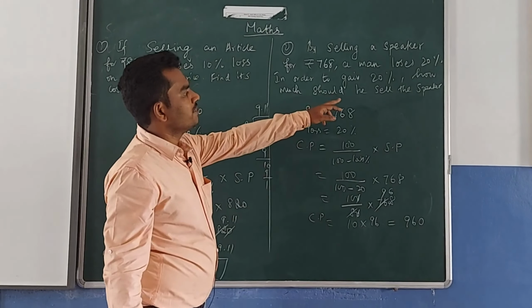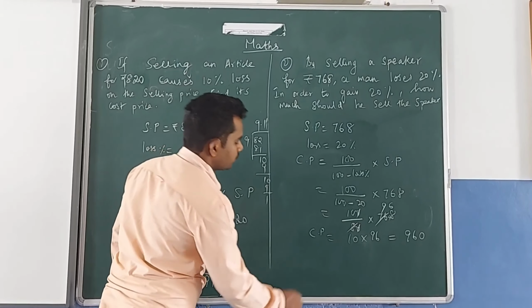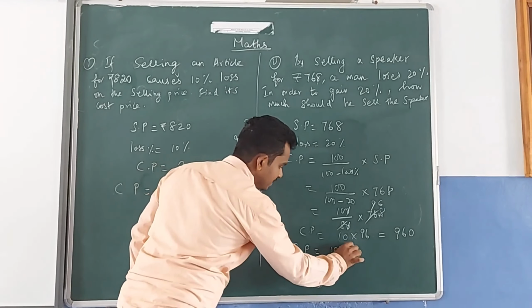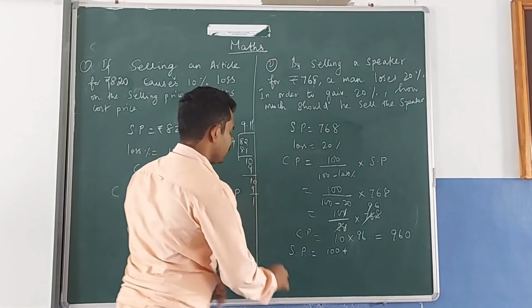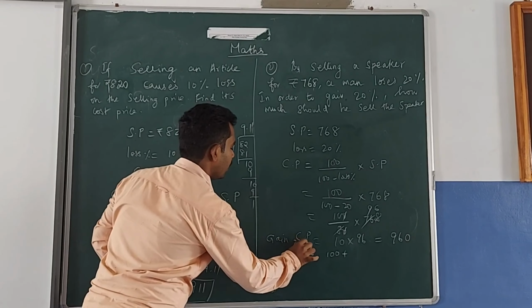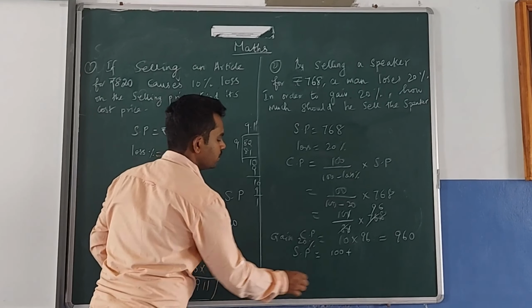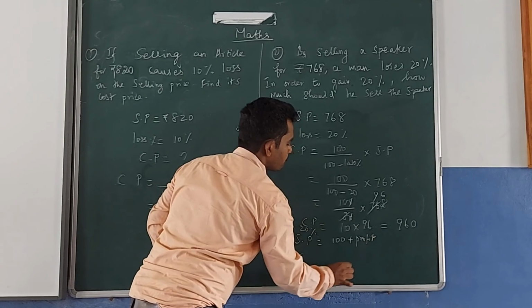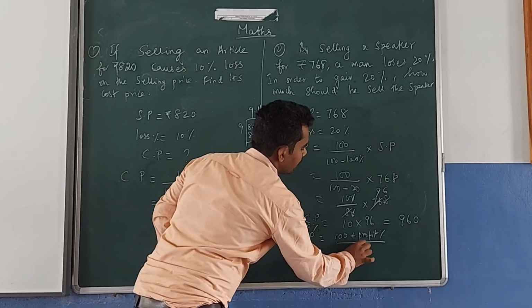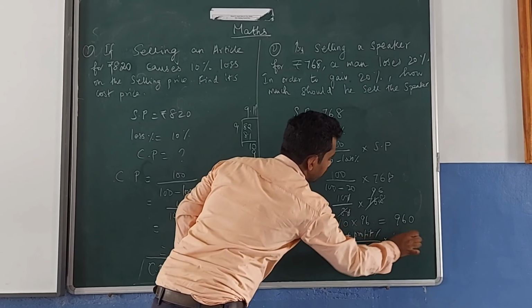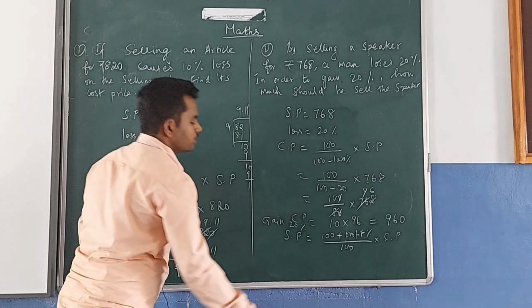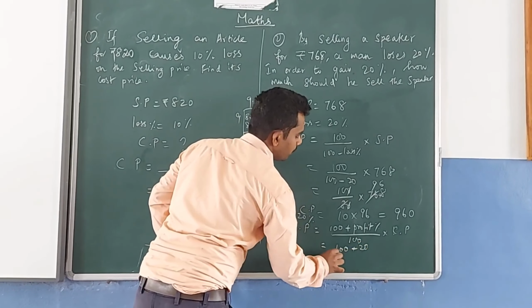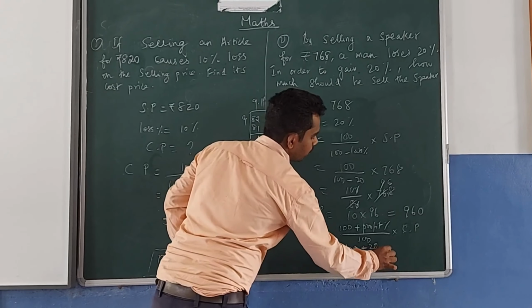So we want to know the selling price. Okay, so selling price, what is the formula for selling price? 100 plus gain 20%. Again gain is 20%. So 100 plus gain, profit same meaning, divided by 100 into CP. So 100 plus profit 20 divided by 100 into 960.